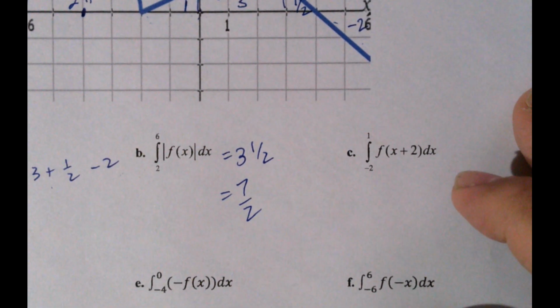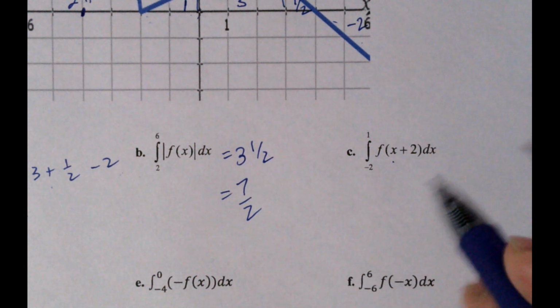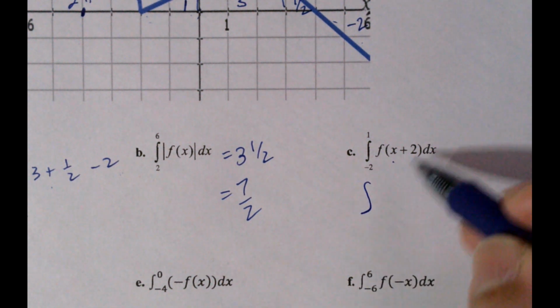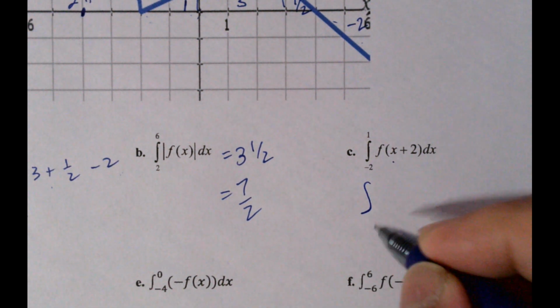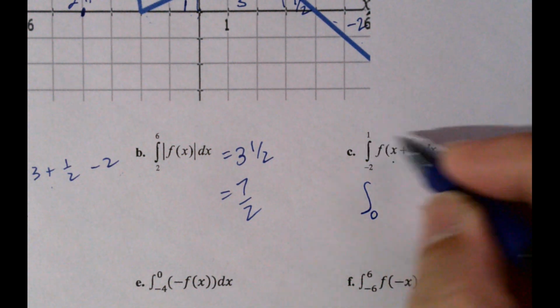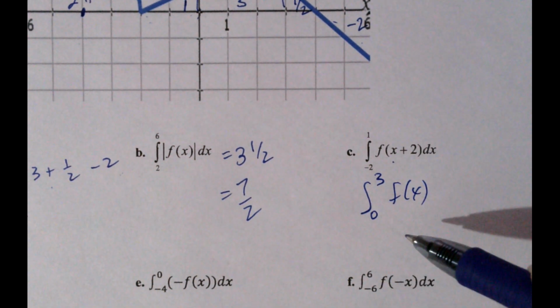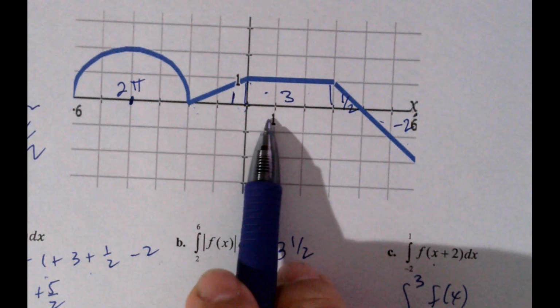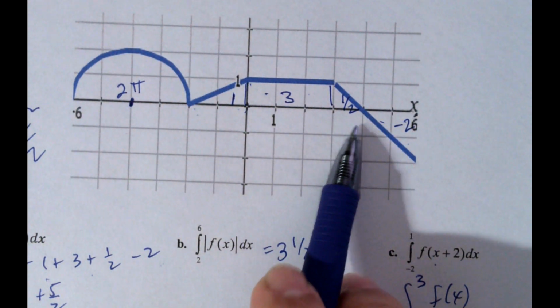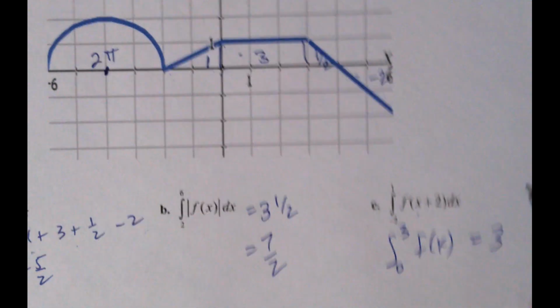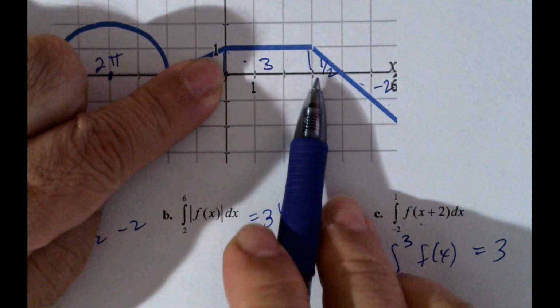And then here, whenever you have x plus 2 in here, just rewrite this by adding 2 to the limits. So that's negative 2 plus 2 is 0, 1 plus 2 is 3. And get rid of that plus 2. So now you're just looking at it from 0 to 3. So 0 to 3 is 3. Right? Here's 0. Here's 3. 1, 2, 3.